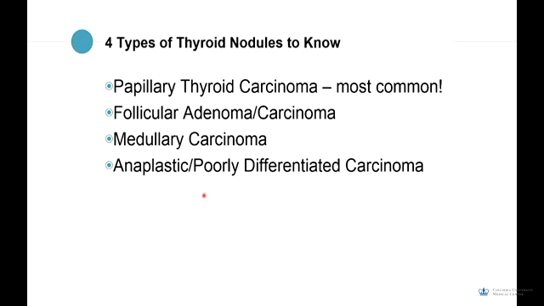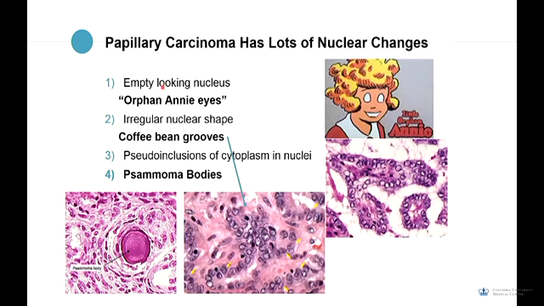And now there are 4 types of thyroid cancer that you want to know. The most common type is papillary thyroid carcinoma. There's also follicular adenoma and carcinoma, medullary carcinoma, and anaplastic and poorly differentiated carcinoma. All right, so let's start off with papillary carcinoma. This is the one that has the most number of nuclear changes.